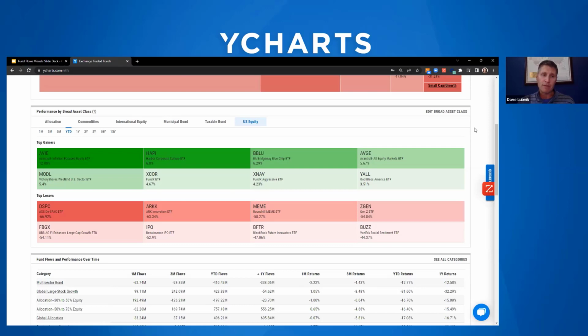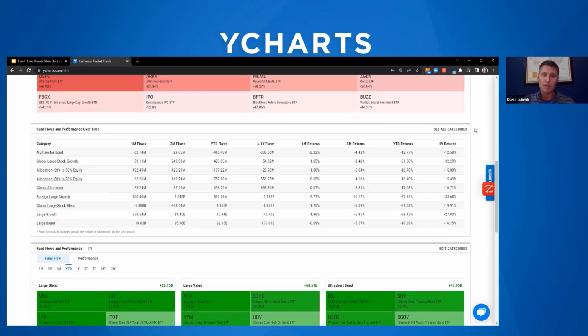Below that is one of my favorites, which is this table focused on fund flows as well as performance. So we're looking here at some of the most popular categories, and you'll see some columns devoted to flows as well as performance. You can sort those by clicking on the header. But in the top right of that box, you can click on see all categories. That'll expand it to all of the categories, and it's just a great table to look through, click further into each category, again, if you'd like to dive deeper. So a lot of great information in one place.